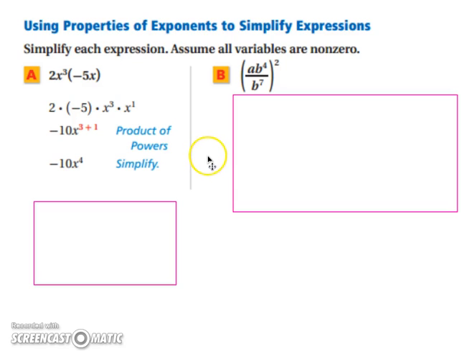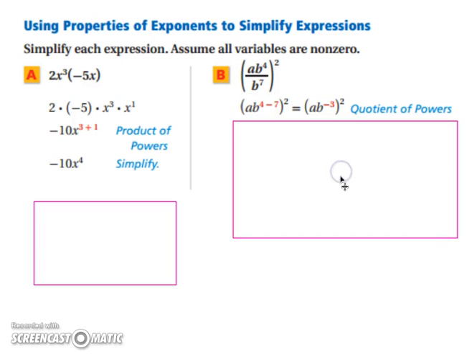Now that you've had a moment to try B, let's try it together. So we have the quantity ab to the fourth divided by b squared. That whole quantity is to the second power. So let's start with raising each piece to the second power. So we have a times b, and that b value is to the 4 minus 7, because 4 and 7, notice how it's a quotient, so you're going to subtract.